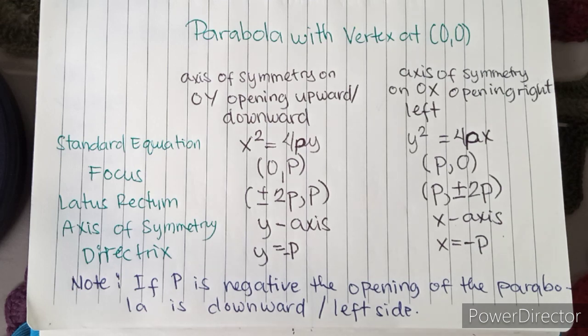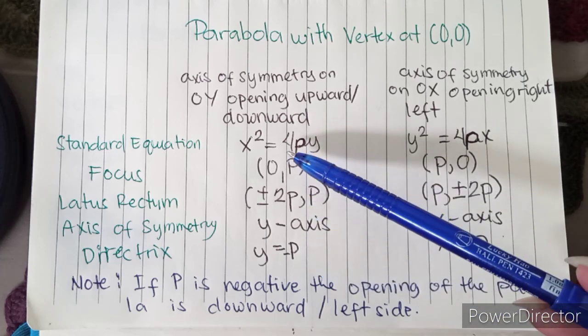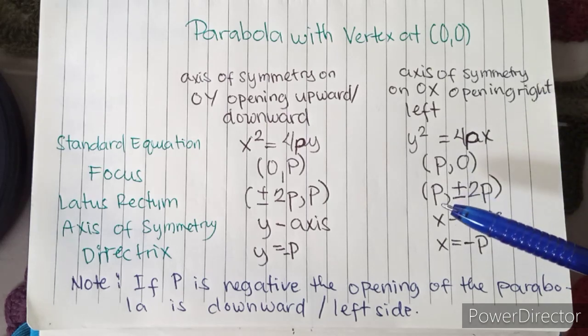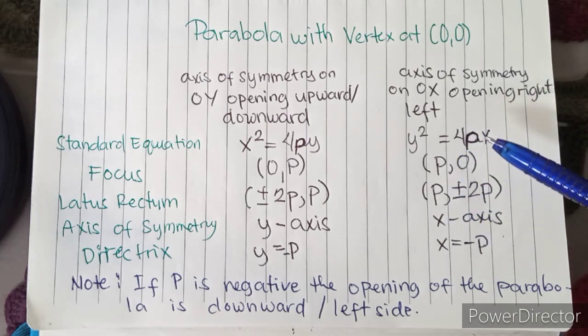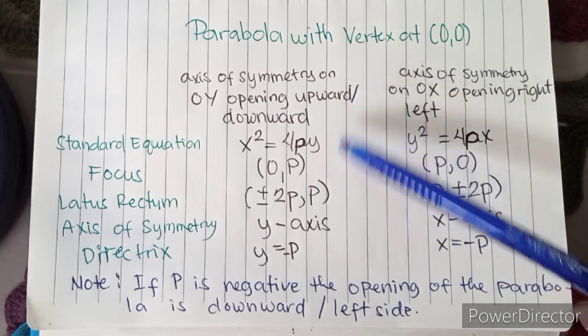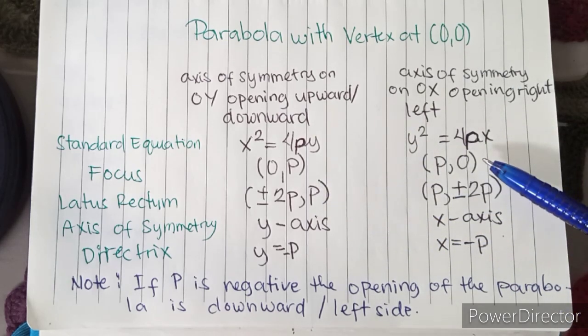Ito naman yung ating pang-horizontal. So, as you can see, meron tayong dalawang standard equation. So, for the opening upward and downward, so we have x squared is equal to 4py. While the other one, for the horizontal, we have y squared is equal to 4px. Okay? Then, dun tayo sa focus. So, si focus, so, for the vertical, we have 0, p. So, for the horizontal, we have p, 0.